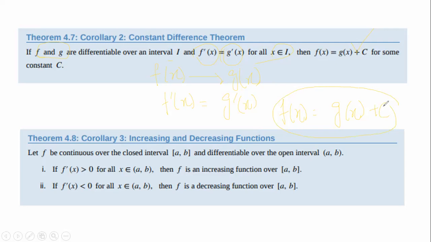Okay, now increasing and decreasing functions. Let us say I have the given interval. If f derivative is greater than 0, it means that my function is an increasing function. And if f derivative of x is less than 0, this means that the function is a decreasing function. Okay, these are the basic 3 corollaries for my mean value theorem.